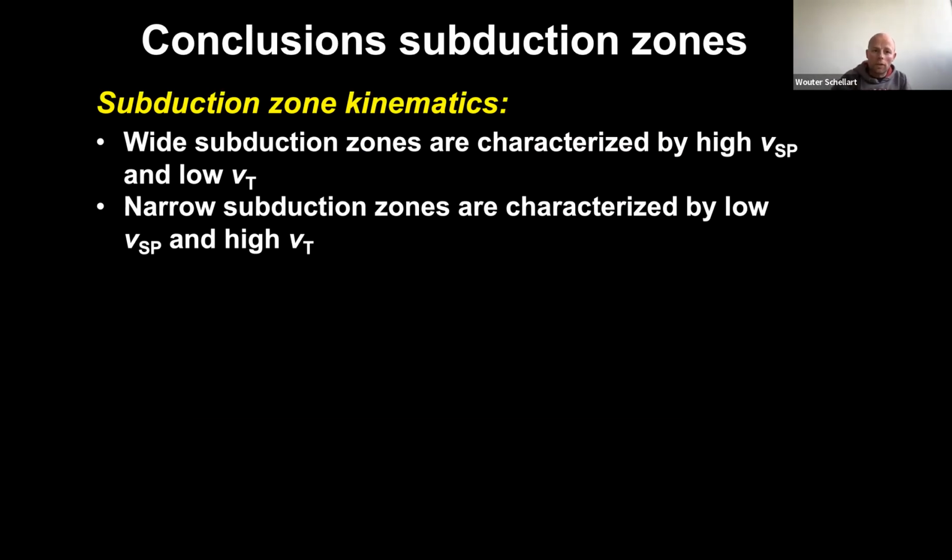Subduction kinematics. What do we have? Wide subduction zones are generally characterized by a high VSP, so high trenchward subducting plate motion, and low VT, low trench retreat velocities. Narrow subduction zones, on the other hand, are characterized by low trenchward subducting plate velocities and high trench retreat velocities.